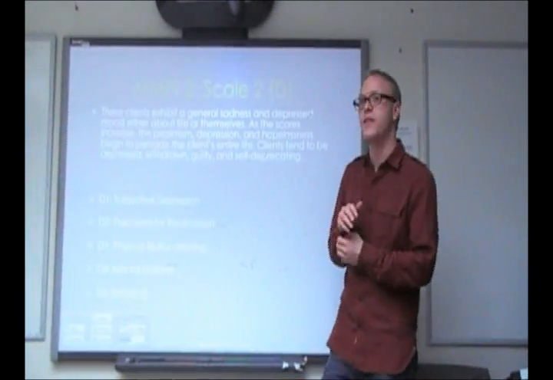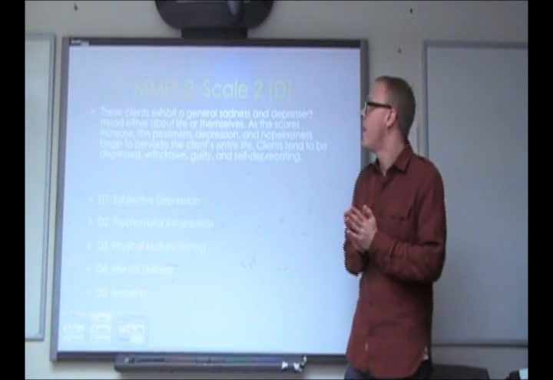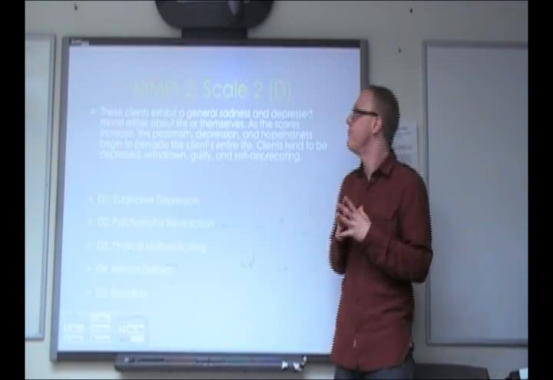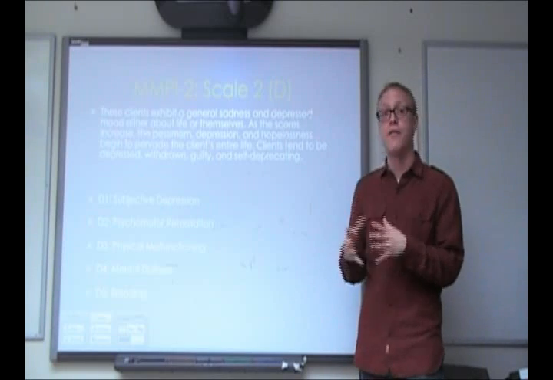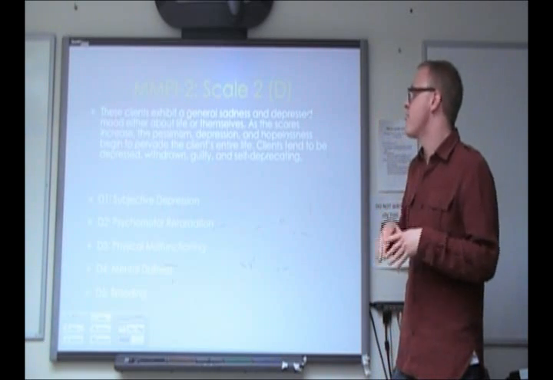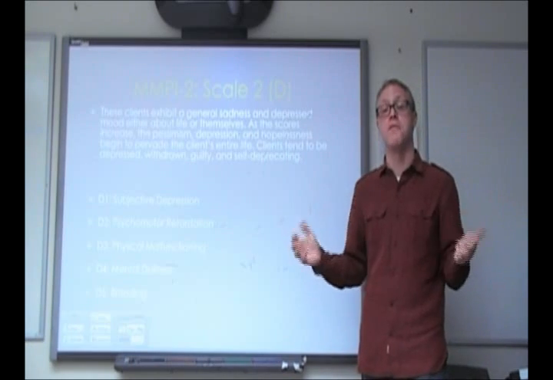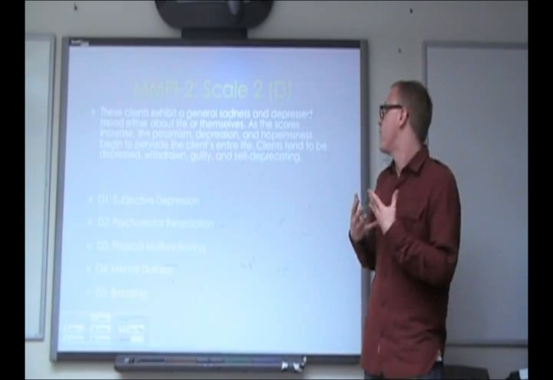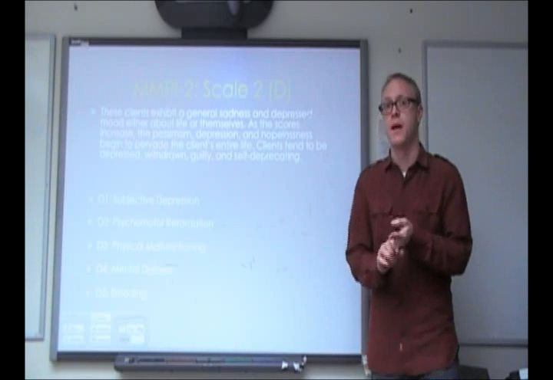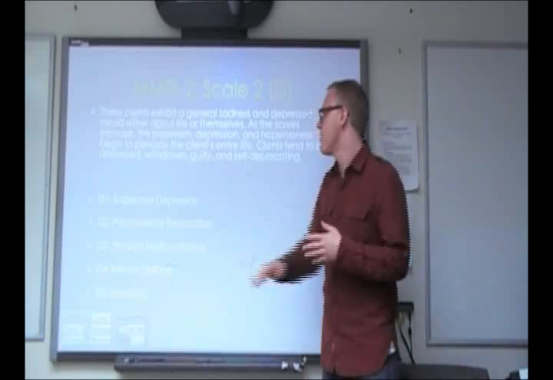So scale 2 is the D scale, which stands for depression. These clients exhibit a general sadness and depressed mood, either about life or about themselves. As the scores increase, pessimism, depression, and hopelessness begin to pervade and become the dominant features of a person's entire life. Clients tend to be depressed, withdrawn, guilty, and self-deprecating. There are 5 Harris-Lingoes subscales.